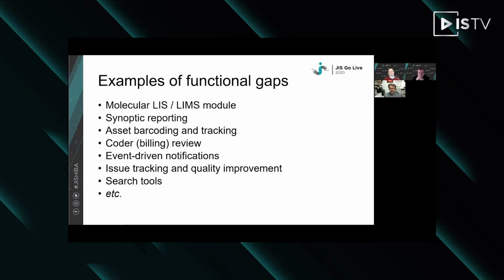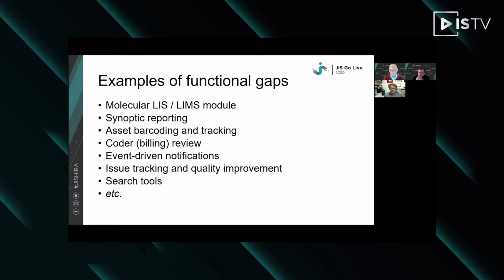Things like event-driven notification. A lot of LISs can't do very much event-driven notification, and you're left with perhaps adding some interfaced piece of software to actually get notified when events occur. Issue tracking and quality improvement is another area where many LISs do not do well. I recently reviewed a paper in this area where someone had some really interesting homegrown solutions. So this is another example of a very common functional gap.